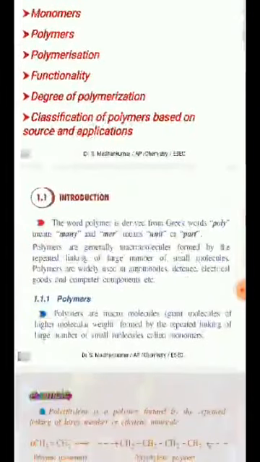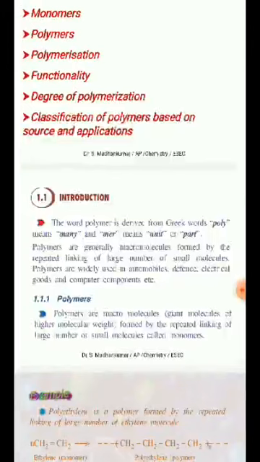Introduction. The word polymer is derived from Greek words poly. Poly means many and mer means unit or part. Polymers are generally macromolecules formed by the repeated linking of large number of small molecules. Polymers are widely used in automobiles, defense, electrical goods and computer components, etc.